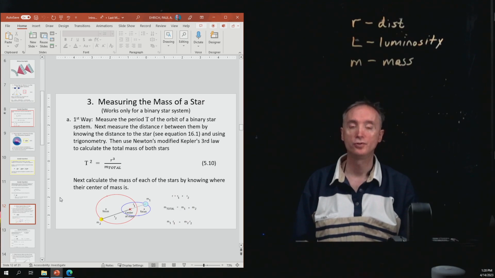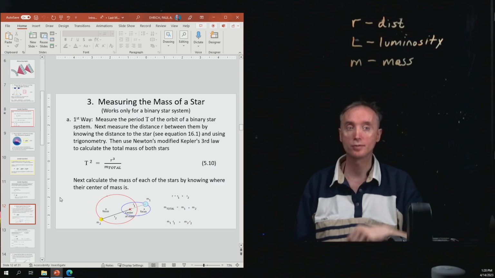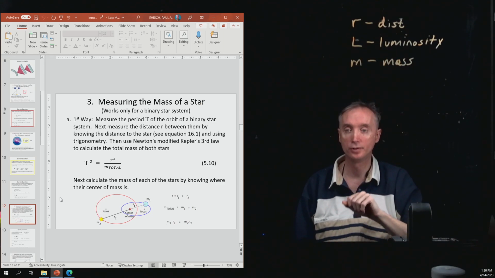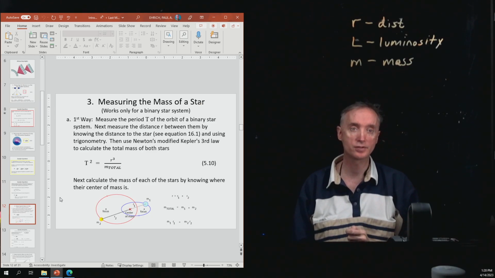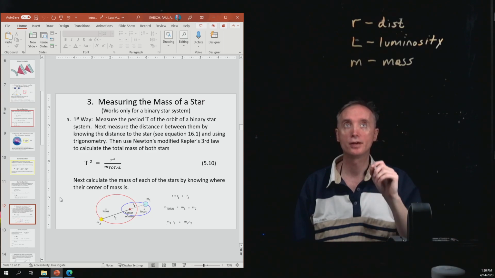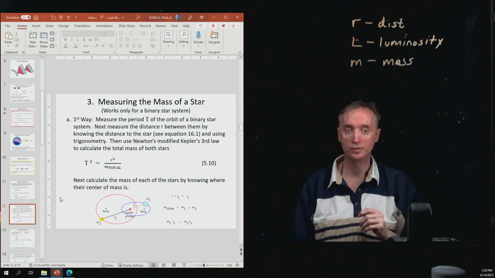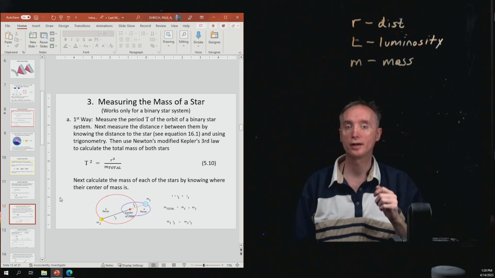Let's continue doing our review for the Unit 3 exam. I'm going to be listing up here at the top the things that you should now know. You should be able to measure the distance to a star using the parallax idea. You should be able to measure the luminosity of a star by using the photometry equation. And now we want to talk about how you measure the mass of a star.